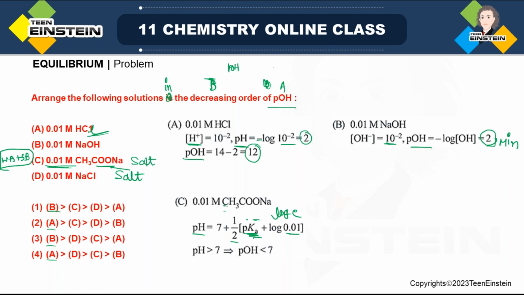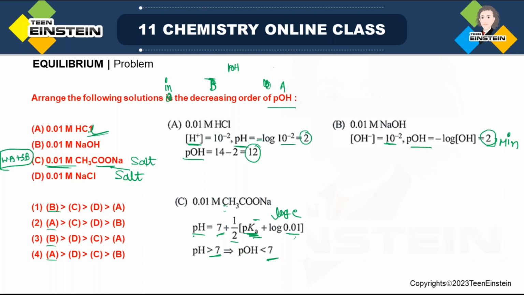And for acetic acid, it is very common. Frequently it will be used. It is basically 4 point something, so it is near around 4. So 4 minus 2 is basically something positive. So pH will be greater than 7. So if pH is greater than 7, then pOH will be slightly lesser than 7.